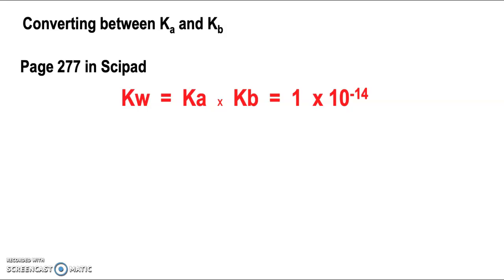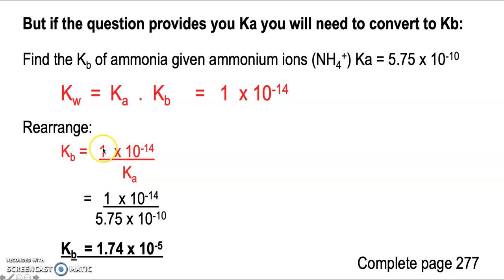We use this expression to calculate between converting a Ka to a Kb. So we'll need to rearrange this expression so that Kb equals 1 times 10 to the negative 14. Okay, so that's that one there. And we'll need to put Ka on the other side of the equal sign, so divide by Ka.